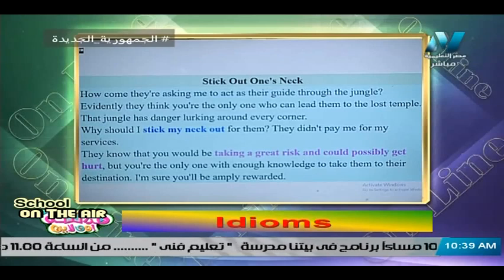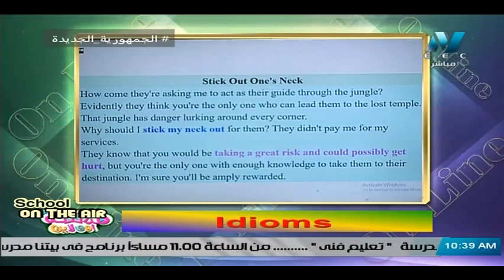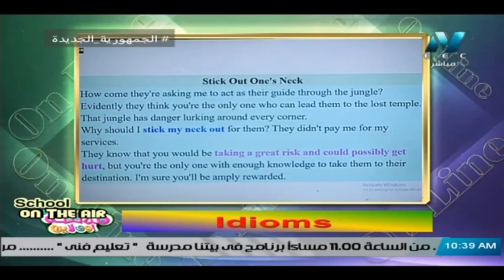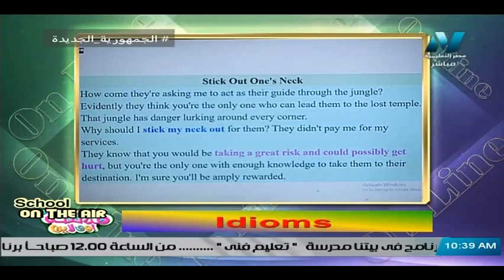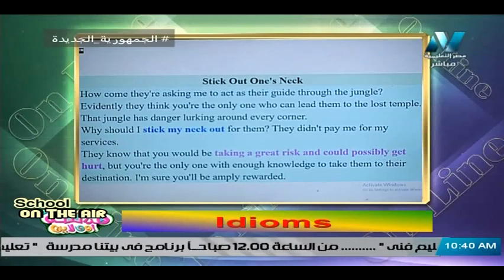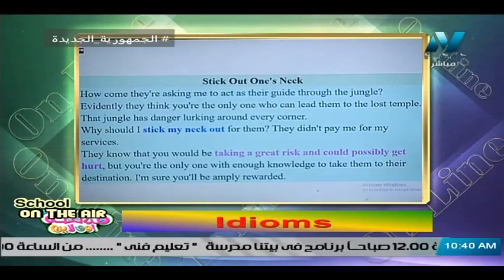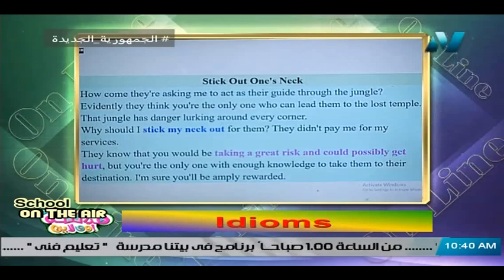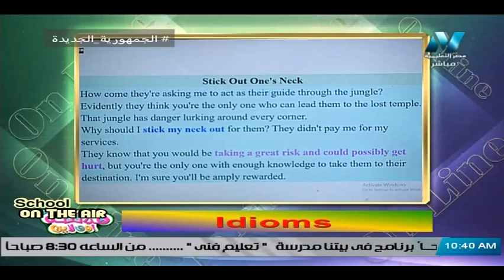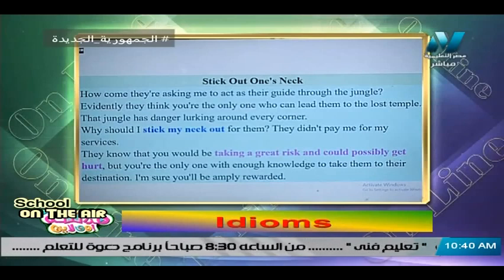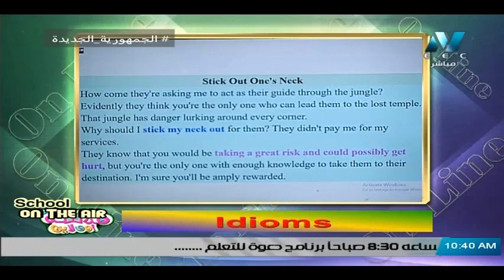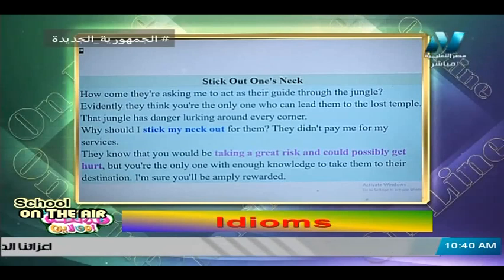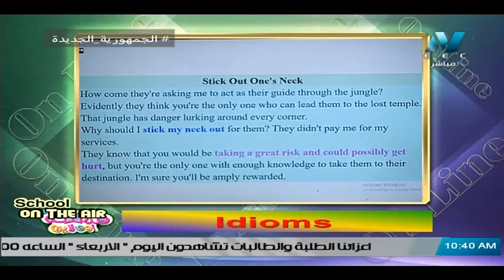The jungle has danger lurking around every corner. Why should I stick my neck out for them? They didn't pay me for my services. They know that you would be taking a great risk and could possibly get hurt. But you are the only one with enough knowledge to take them to their destination. I'm sure you will be amply rewarded.